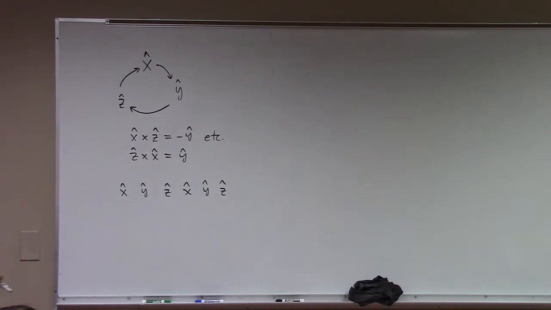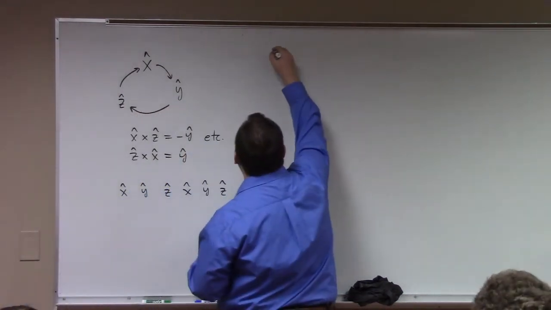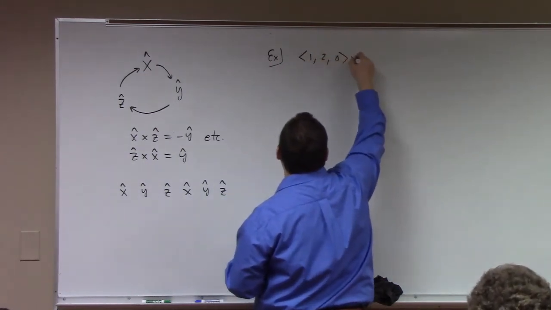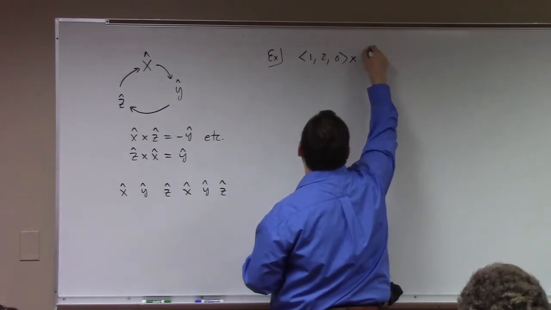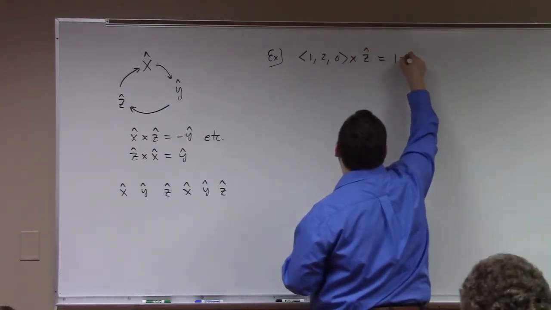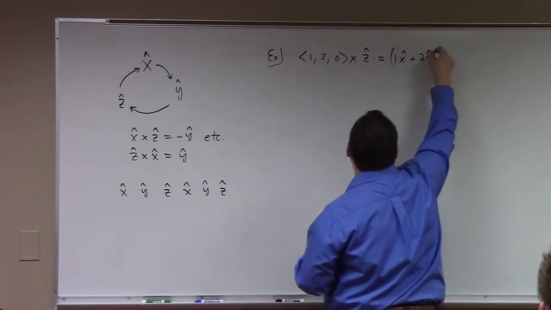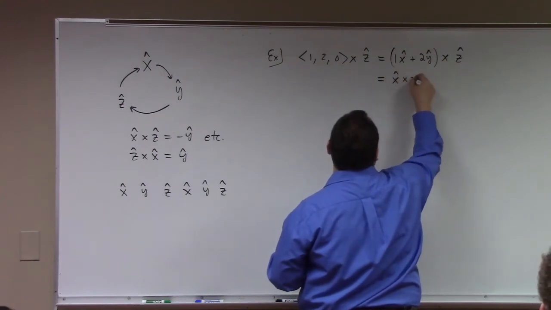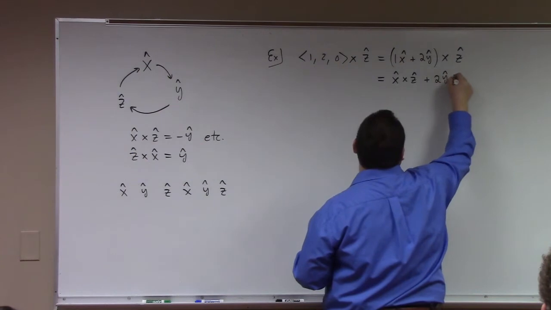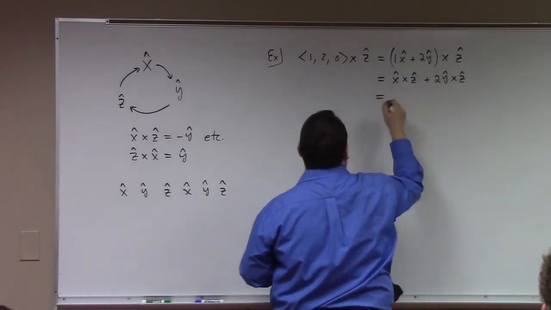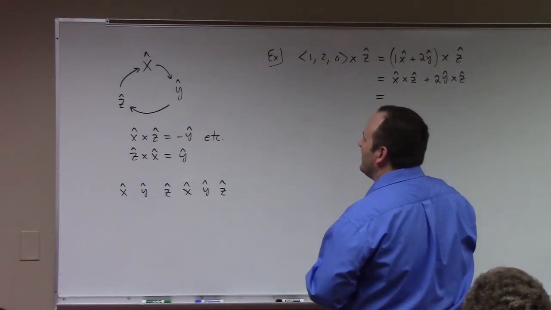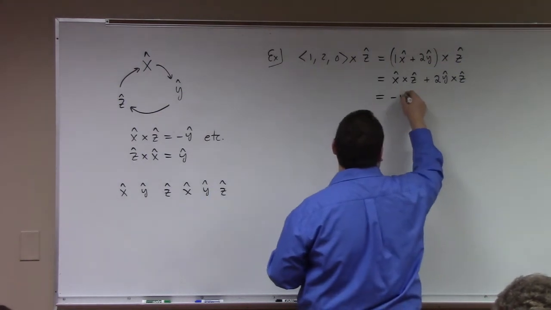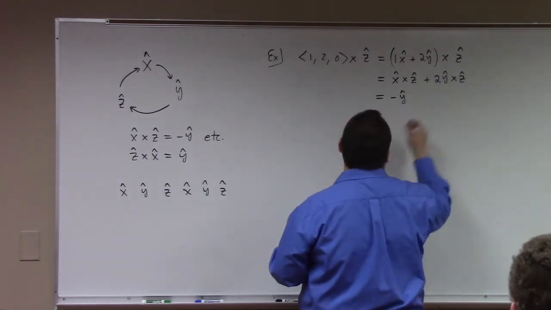Physicists tend to like this kind of calculation. Here's an example. If we take, say, 1, 2, 0 cross z hat, we can write that as 1 x hat plus 2 y hat, cross z hat, right? And so that gives me x hat cross z hat plus 2 y hat cross z hat, which by our circle of cross products of the unit vectors gives me minus y hat plus 2 x hat, right?